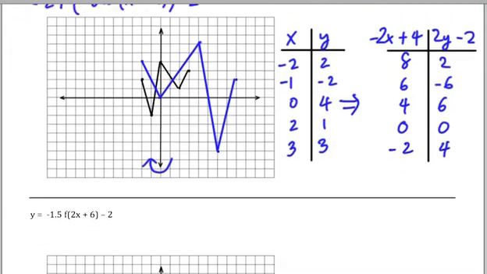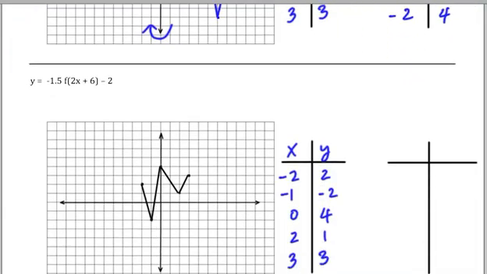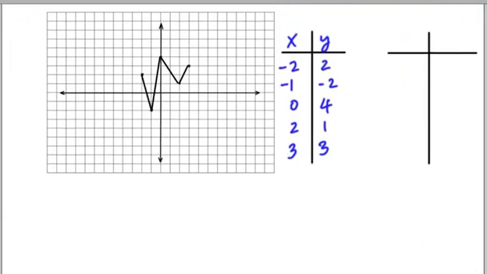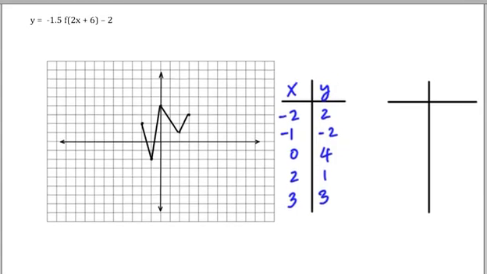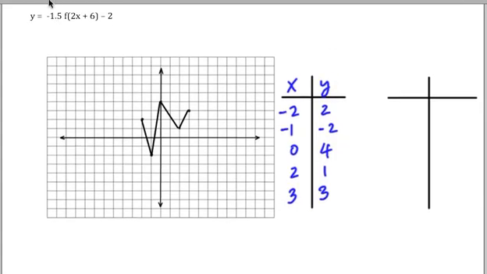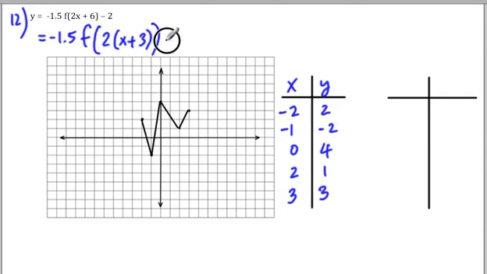Let's just move to the next one. Okay, number 12. All right, so again, the argument is not factored, so we have to factor that out. So it's negative 1.5 f, and we're going to factor out the 2, so it's 2 x plus 3, okay, minus 2.